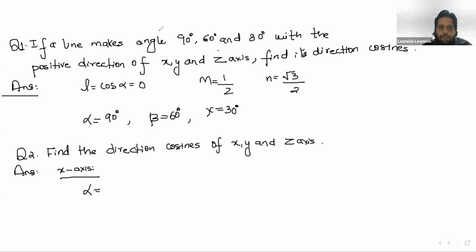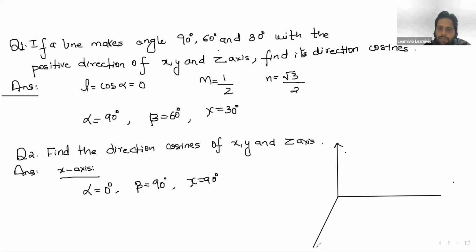Zero. Alpha is zero. Good. What is beta? 90. Very good. What is gamma? 90. Very good. Excellent. All of you, please check here. This is x, this is y, and this is z.